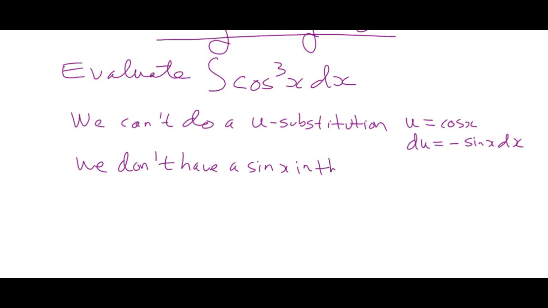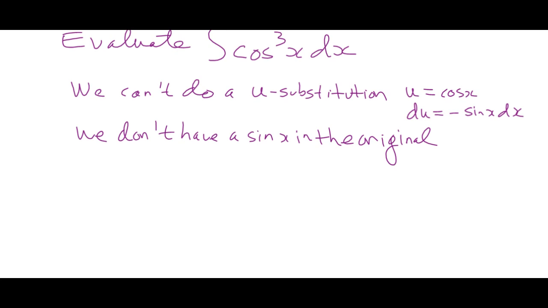If there were a sine x, then yeah, we could, right? Because the U substitution idea is, hey, du, so if I had a minus sine x dx up there, boom, I just replace it with du. And then we would write U cubed, but we don't. So here's the question, what are we going to do?